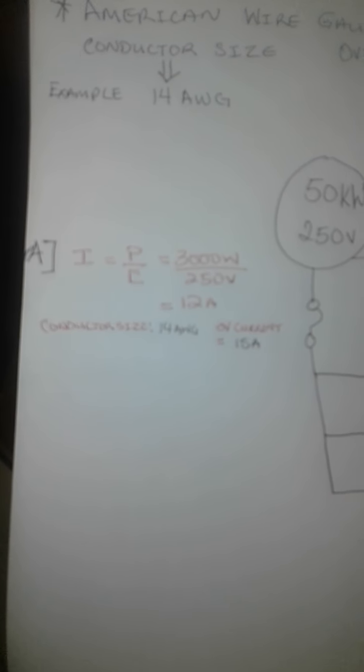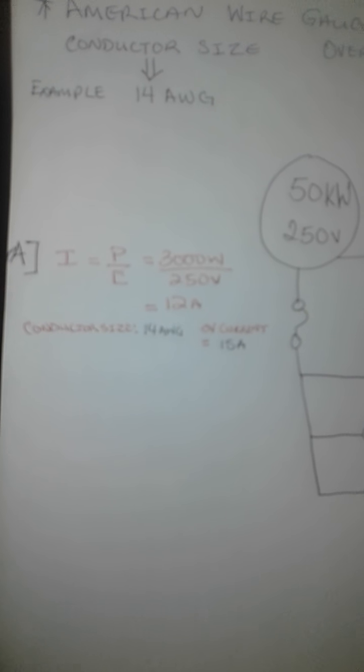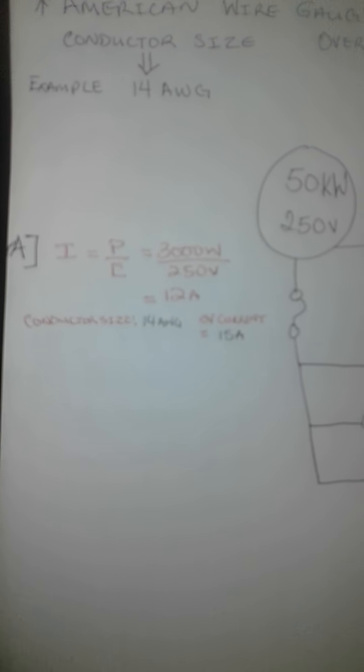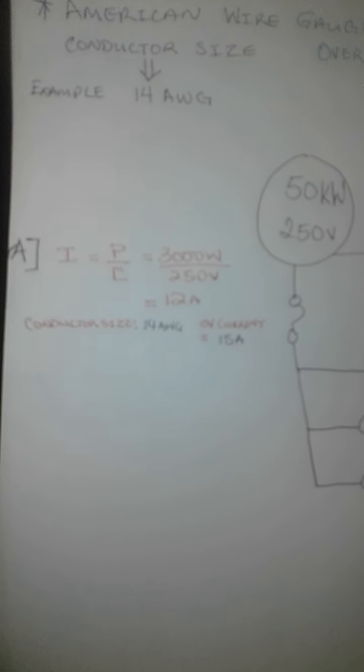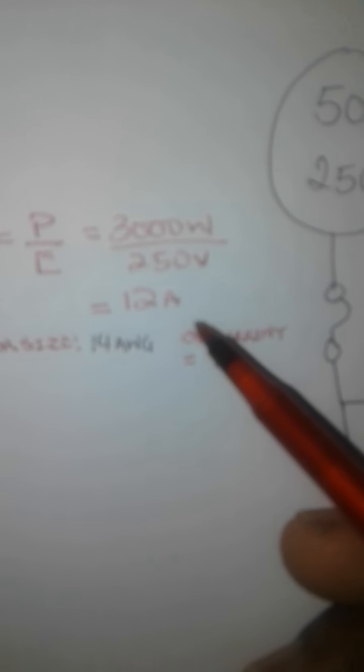So, using our formula, current I is equal to power P divided by voltage E. So we will take this 3000 watts, we will divide it by 250 volts. We will get 12 amperes.